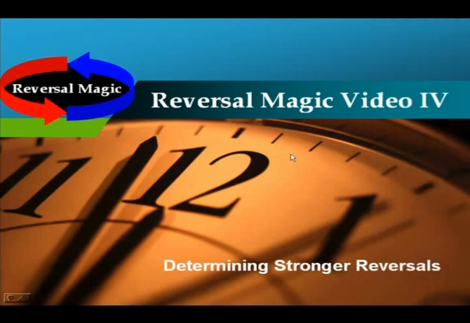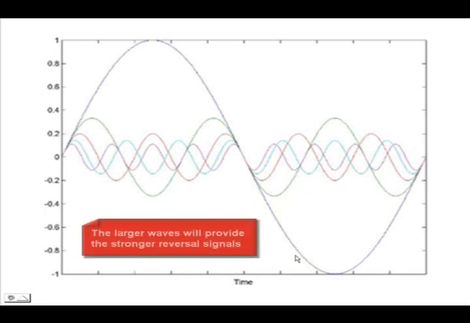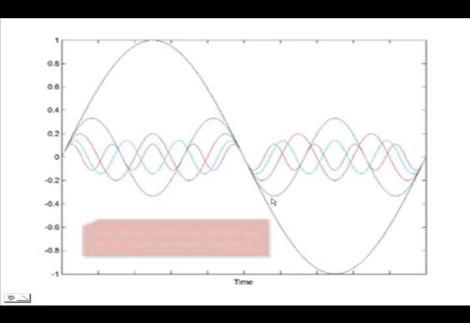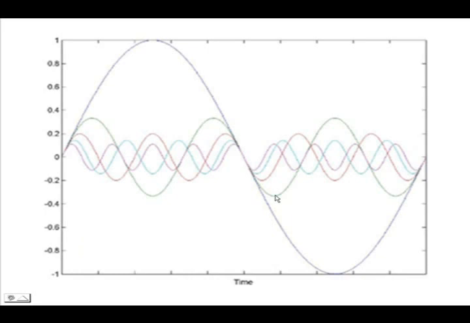Reversal Magic Training Video number 4. Determining Stronger Reversals. As we compare individual waves, it becomes quite clear that some waves are rather small, while others are quite large. The larger ones naturally would provide much stronger reversal signals. But waves blend together, and knowing which is the larger wave and which the smaller wave becomes a challenge. How do we in fact determine which are the stronger reversal signals? That is what we're going to look at through this series of videos.